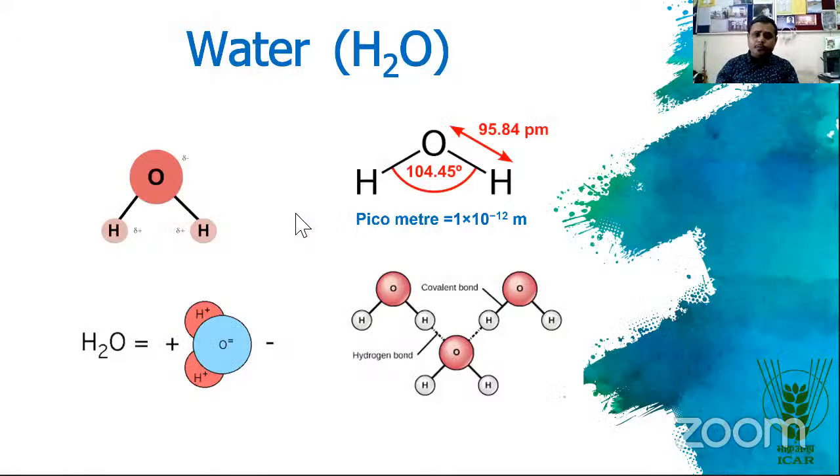There is one atom of oxygen joined together with two hydrogen. The angle between the oxygen and hydrogen bonds is 104.45 degrees, and the distance between hydrogen and oxygen is 95.85 picometer. Picometer is just 10 to the power minus 10 meter. So this is the chemical structure of water.